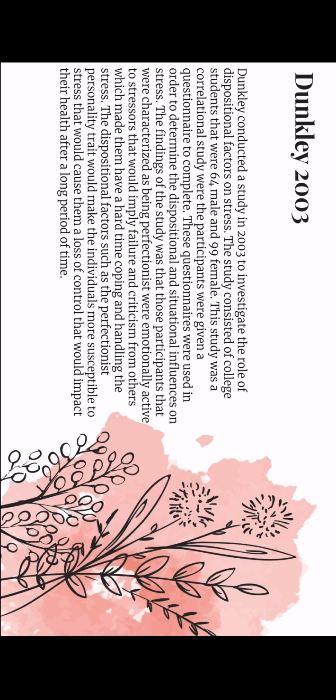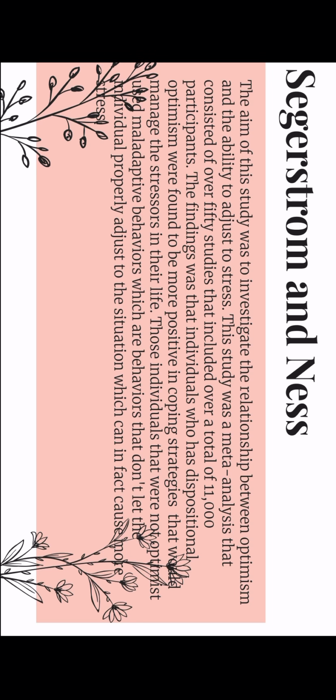A second study would be Segerstrom and Ness, which investigated the relationship between an optimistic personality and the ability to adjust to stress. This study was a meta-analysis, which took various studies and combined them into one. It included over 11,000 participants, and the findings were that individuals who were more optimistic were able to manage stress more effectively than individuals that weren't as optimistic and didn't have these positive coping strategies. The individuals that were not optimistic used maladaptive strategies because they want a quick way to cope with the stress, but it actually creates more stress because they're not able to properly adjust to the situation, and it adds more stress in their life.